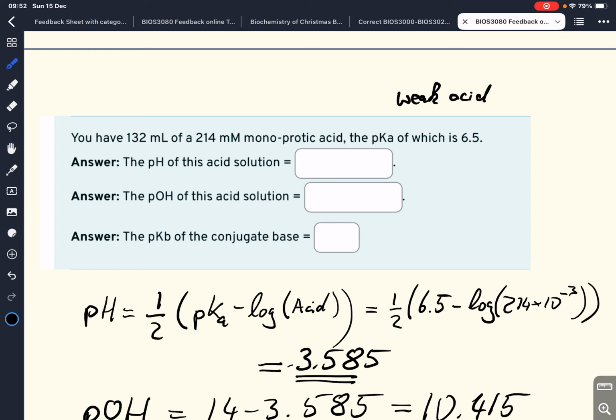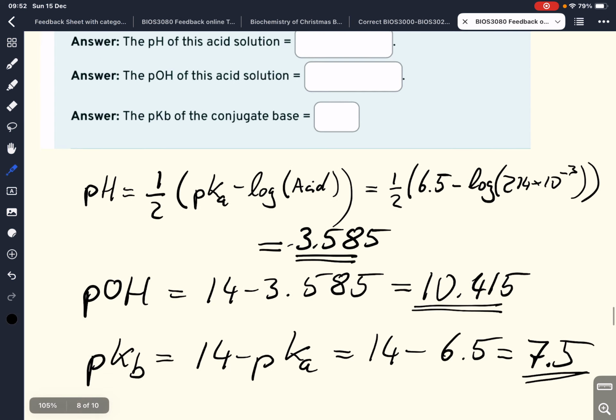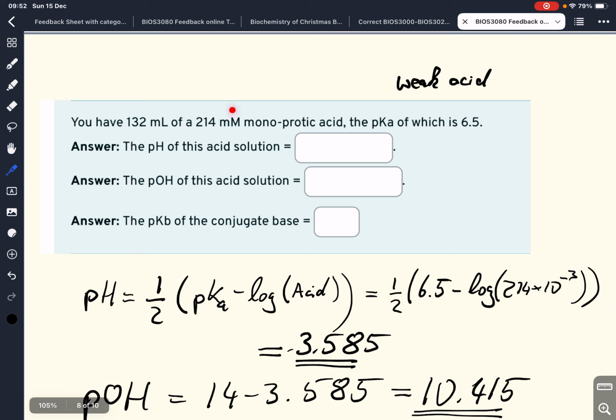And in order for a weak acid calculation, we need to use this equation. This is an approximation, but it's a pretty good one. pH equals 1/2 of the pKa minus the logarithm of the acid. And of course, that's logarithm to the base of 10. So all we need to do is put in our numbers. 1/2 of 6.5, that was the pKa, minus the log of 2.14 times 10 to the minus 3. We need to convert the millimolar into molar, because that is the convention for the pH.